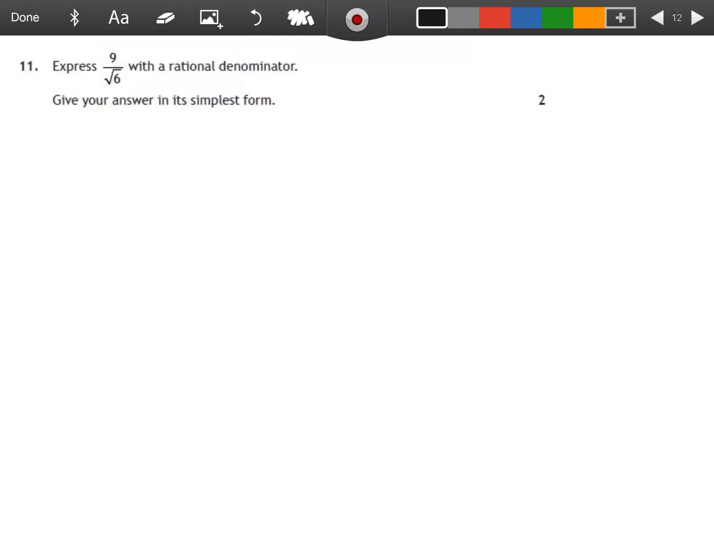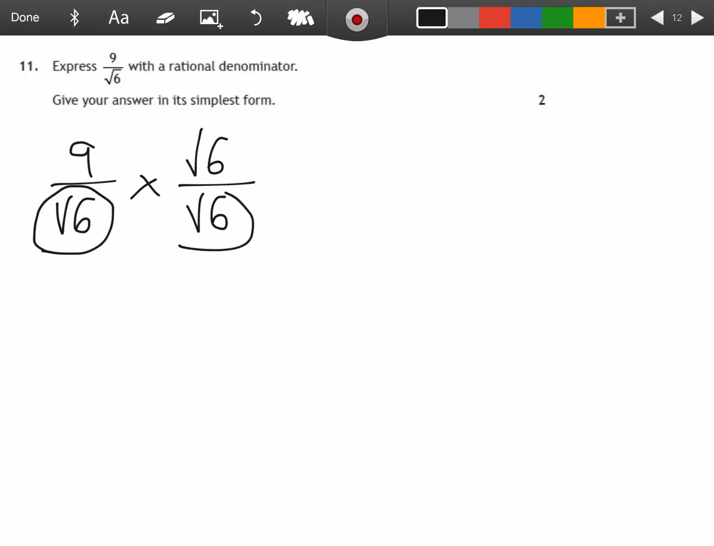Right, part 2. Express 9 over root 6 with a rational denominator. Remember, rationalise the denominator means get rid of the square root on the bottom. Now, the method that we use to get rid of the square root on the bottom is that we multiply by root 6 over root 6. The reason we do that is because we know that if we multiply root 6 by root 6, basically the square root of 6 times the square root of 6 is the square root of 36, which is just 6.